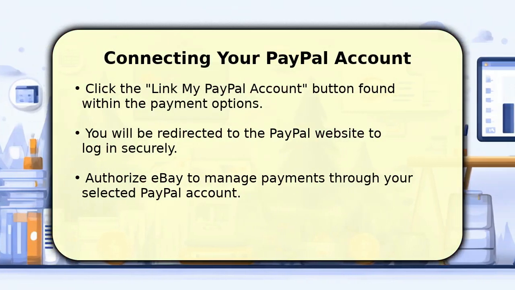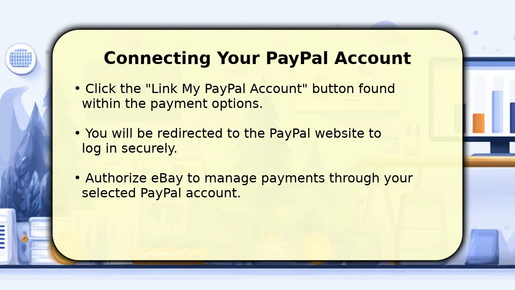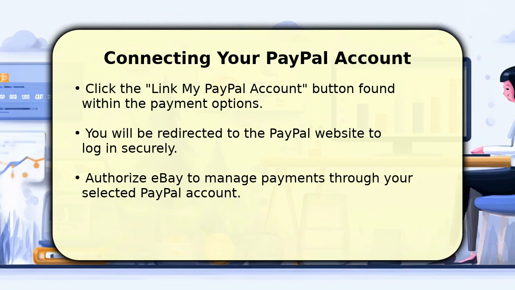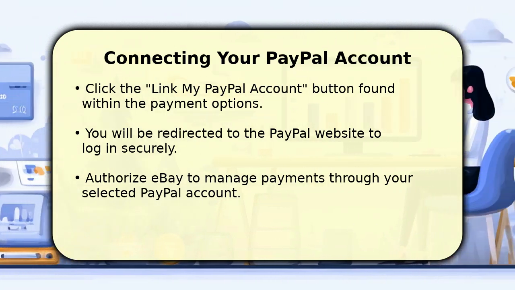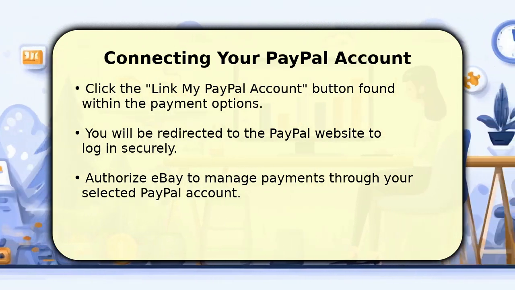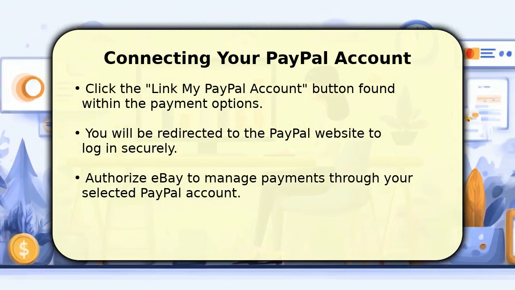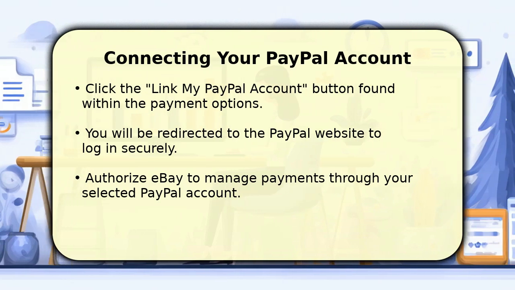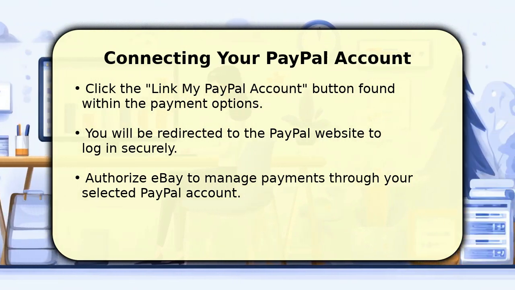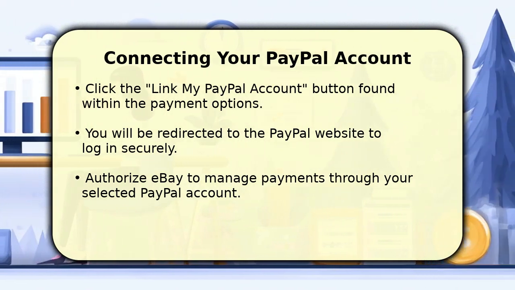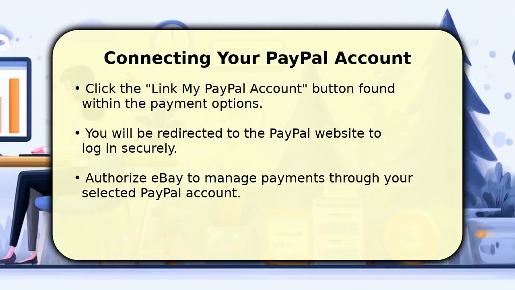Upon finding the PayPal Account section in your eBay settings, click the button that says Link My PayPal Account. This action will securely redirect you to the official PayPal website in a new window. Here, you will enter your PayPal login credentials, including your email address and password, to authenticate your account. After logging in, you must grant permission for eBay to process payments via this linked PayPal account, confirming your choice.